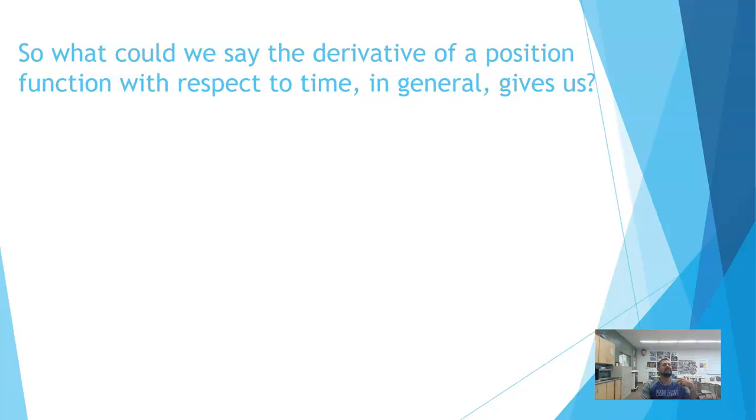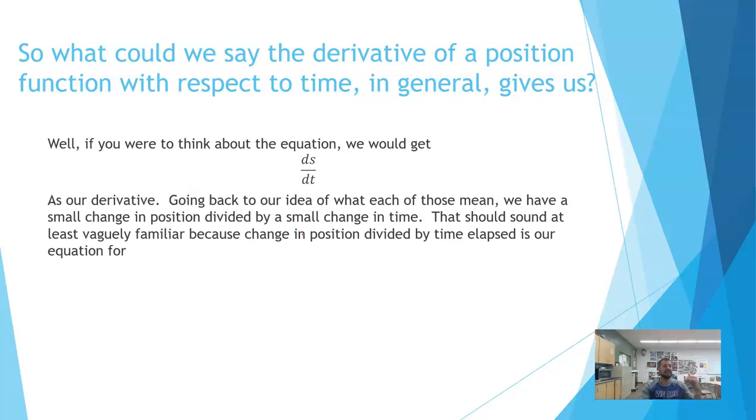Now, if we were to take the derivative of this position function with respect to time, in other words, I just want to find ds/dt, what that gives us is a very small change in distance divided by a small change in time. And before, we said if we have a distance traveled and we divide that by the time elapsed, that gave us average velocity. We've talked about that before.